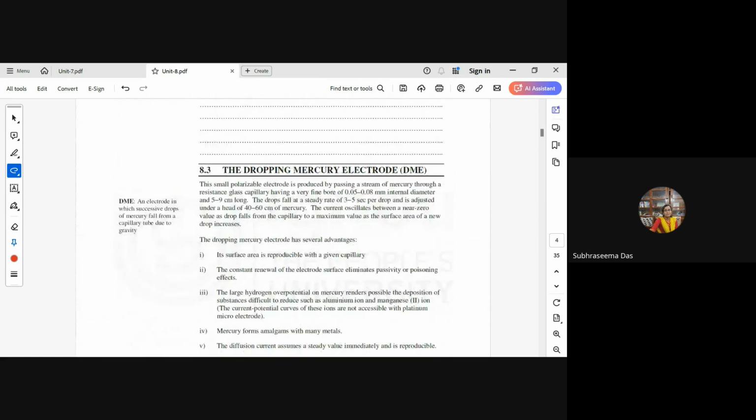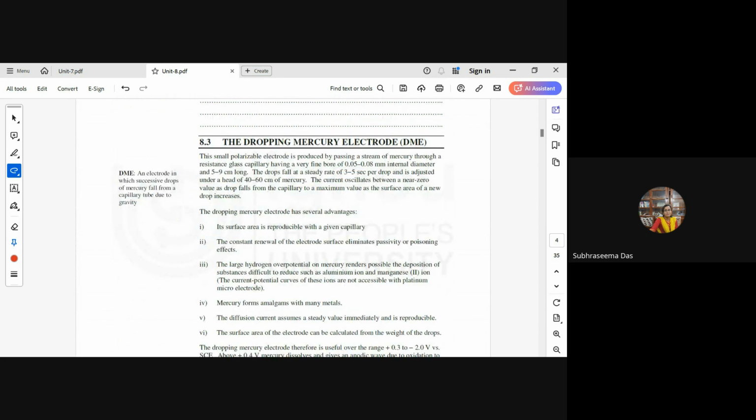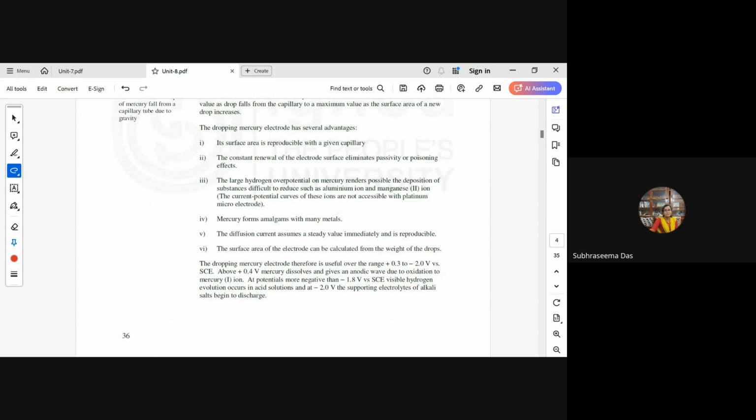Now, the dropping mercury electrode, or the DME. The small dropping mercury electrode has a very fine bore ranging from 0.05 mm to 0.08 mm internal diameter, and it is approximately 10 centimeters long. The mercury falls at a steady rate of 3 to 5 seconds per drop, and it is adjusted accordingly. The current oscillates between a near zero value as the drop falls from the capillary to the maximum value.